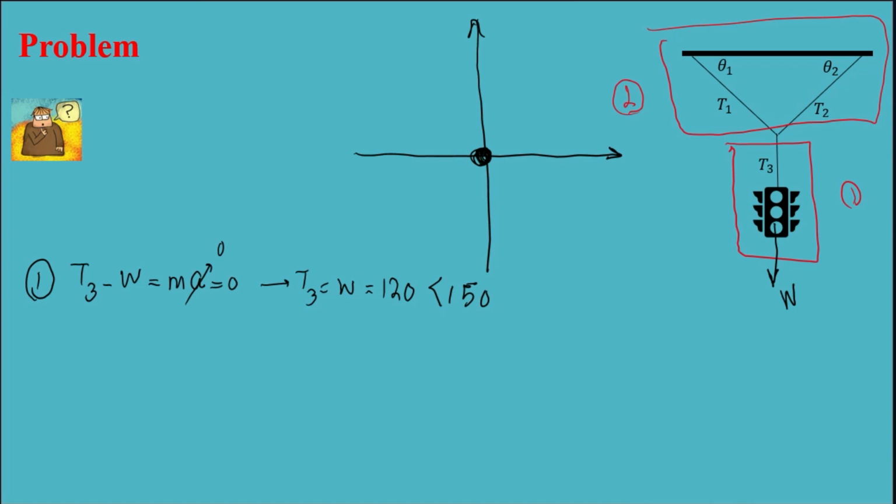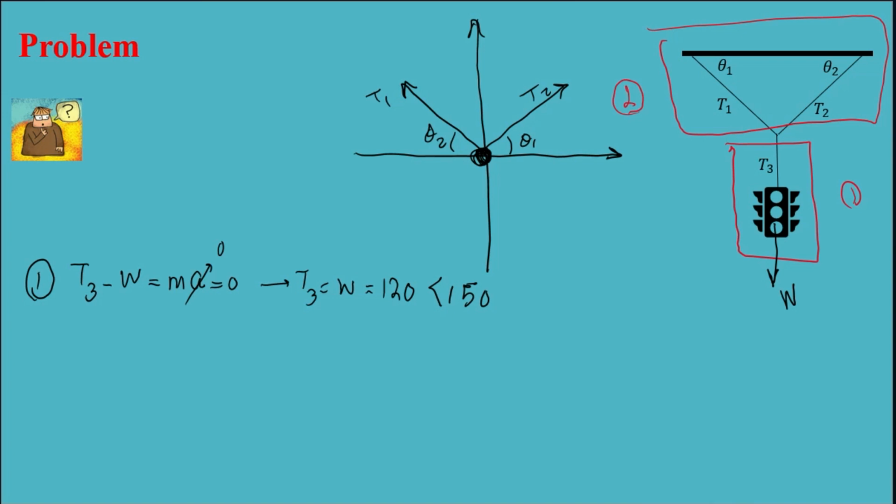Now I need to find T1 and T2 and make sure they are less than 150, so then the traffic light won't fall down. Let me go back to this Cartesian axis. So I have T2 right here. That's going to be my T1, right? This is going to be my theta 1 and theta 2, correct?